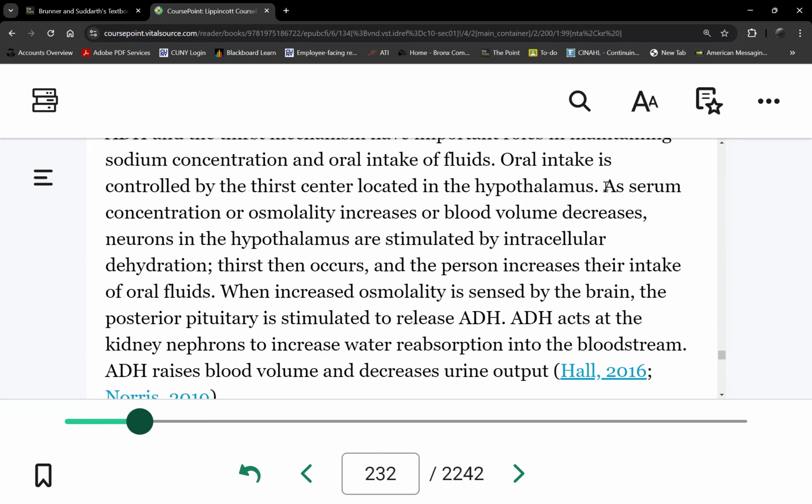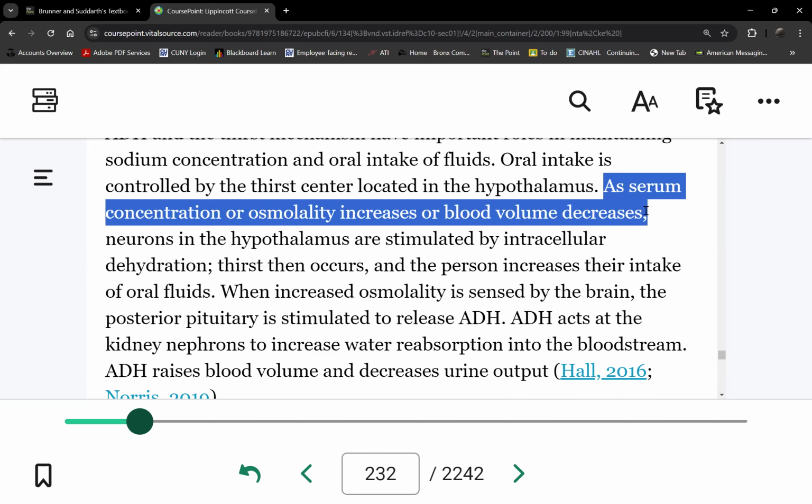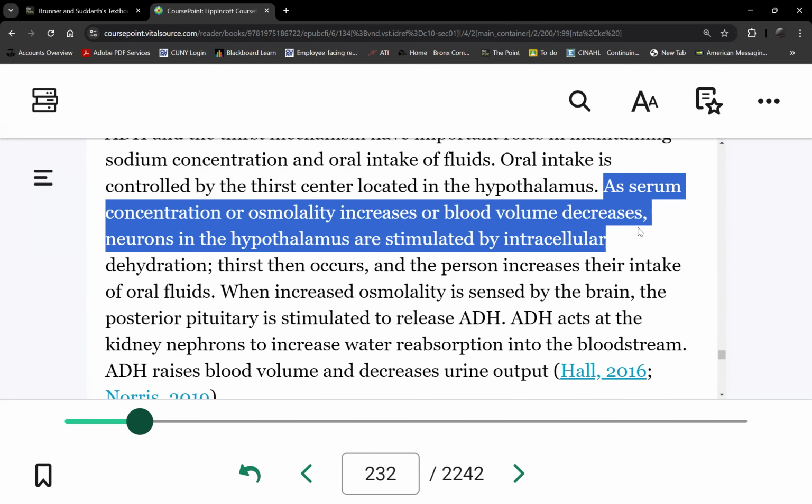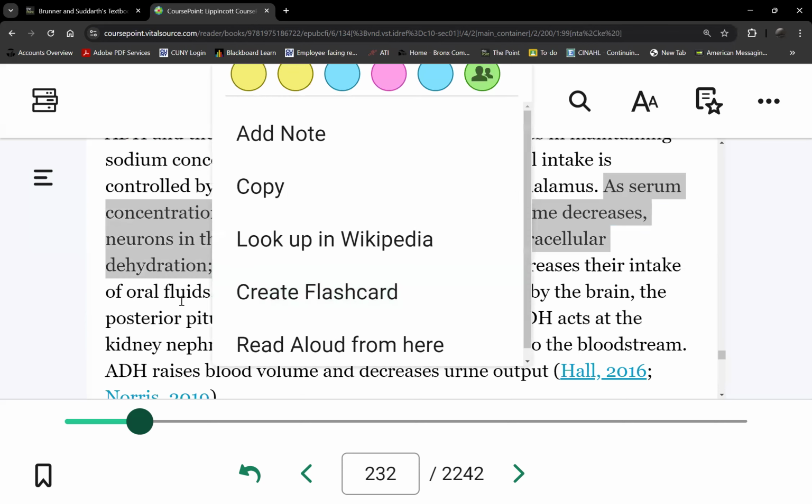Thank you for reading, Joanna. Serum concentration. As serum concentration or osmolarity increases or blood volume decreases, neurons in the hypothalamus are stimulated by intracellular dehydration. Okay, so therefore, is this triggered by fluid overload or fluid deficit? Fluid deficit again. Okay.